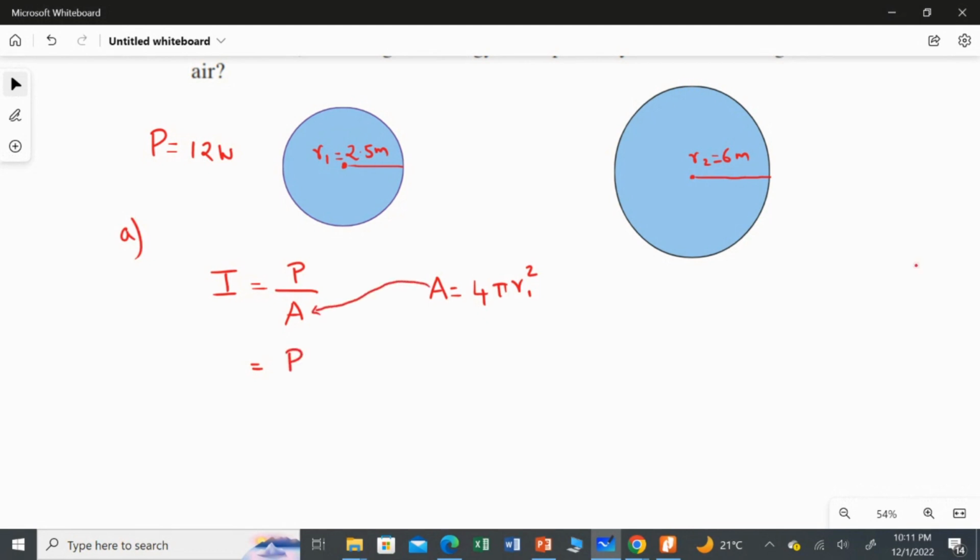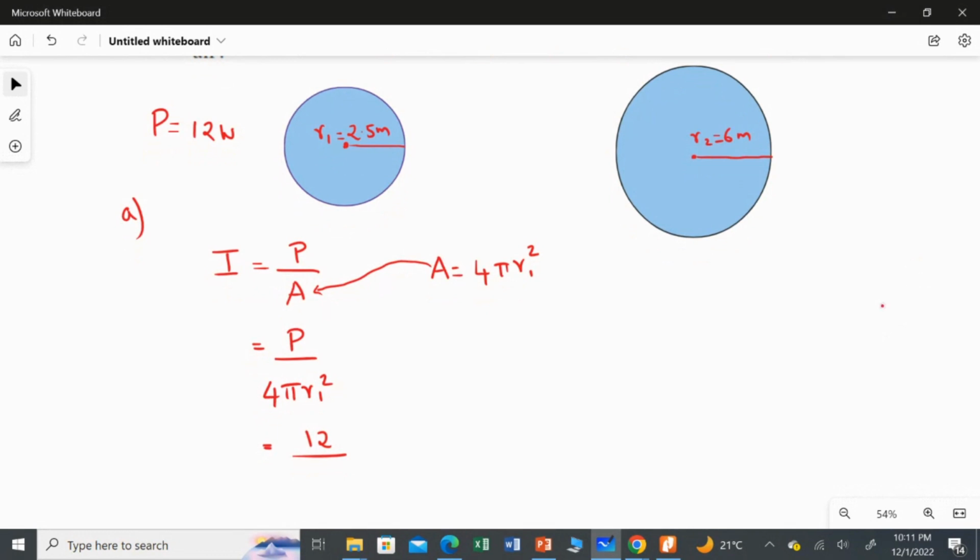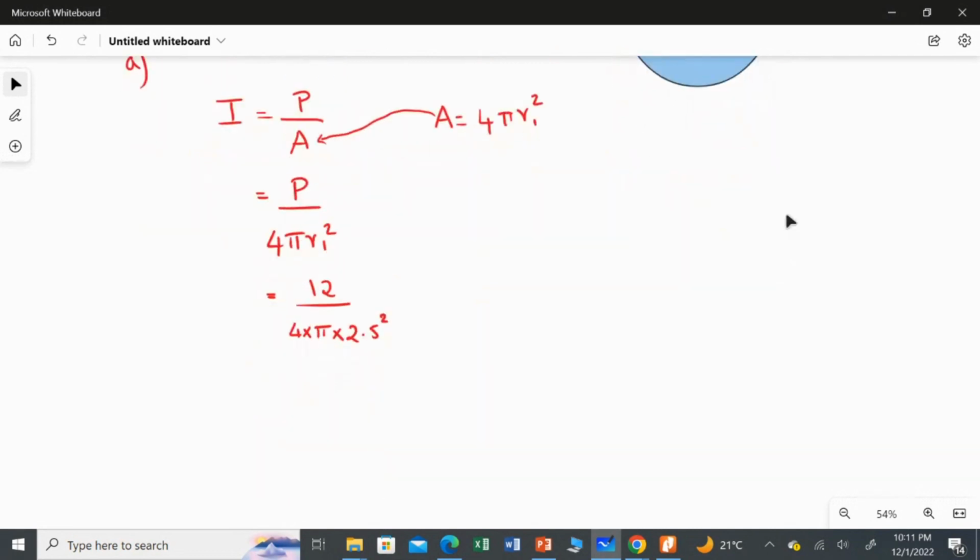By that, this equation will become P over 4 pi R1 square, right? And here they mentioned the power as 12 watt over 4 multiplied by pi multiplied by R1 square, which is our radial distance 2.5 meter, squared, right? So we have to square this. If you calculate 12 over 4 pi 2.5 square, I got the answer as 0.1527, and the unit is watt per meter square. The unit for power is watt and the unit for area is meter square. Actually this is 0.15, so I can write the value to 3 digits, 0.153 watt per meter square. So this is the answer for the first intensity.